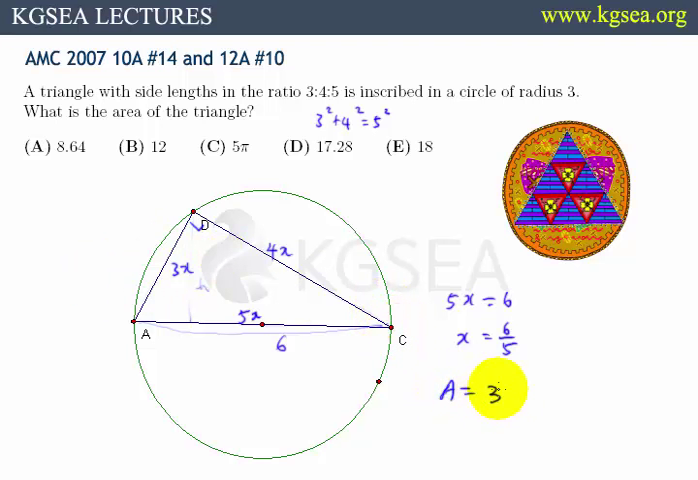Area is base times the height divided by 2. So it's 12 divided by 2 would be 6, right? Times x squared. But we know what x is, so let's plug in. So that's 6 times (6 over 5) squared. What would that be? Let me put it here. That would be 6 times 36 over 25. Okay. What's the area of the triangle?